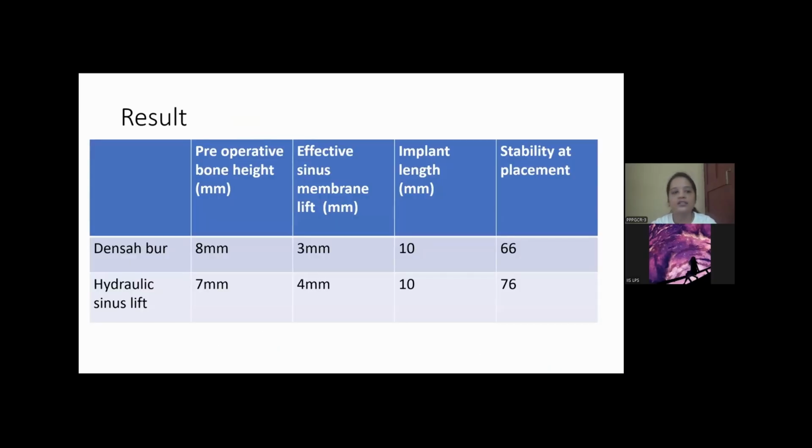In the results, in case 1 that we have done with denser burrs, we were able to lift the sinus membrane by about 3 mm, and the stability that we got was 66. While in case 2, which was a digitally guided technique, we were able to lift the sinus membrane by about 4 mm, and the implant length that was placed was 10 mm. The stability that we got was 76.